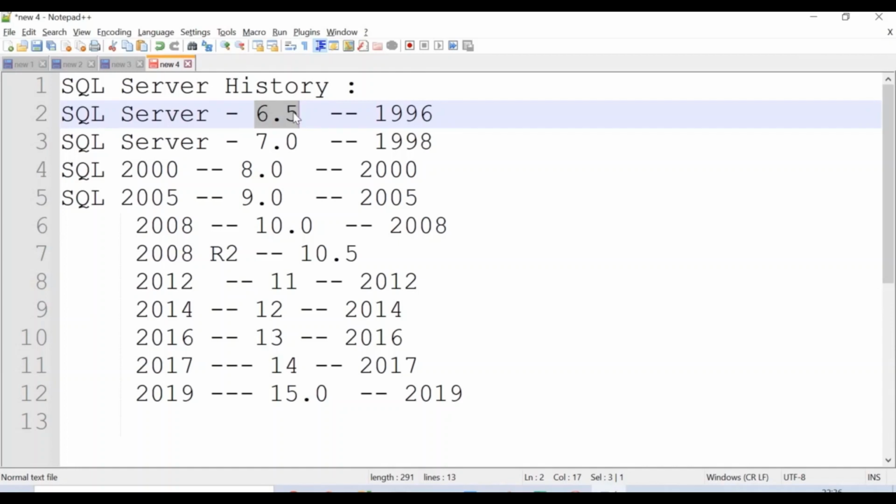Even 2005 and 2008 R2 are major versions. The next version is SQL Server 2012, with many differences and improvements. Each and every version has its own unique advantages. SQL 2012 started occupying major market share. In the backend we call it SQL 11, and it was released in 2012. The next version, SQL 2014, we call SQL 12, released in 2014.